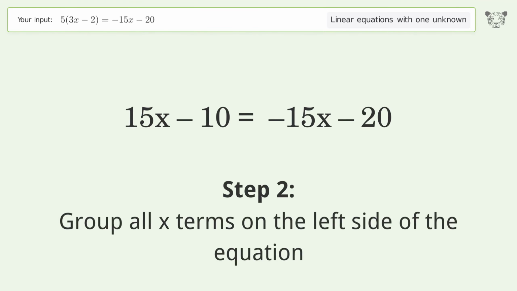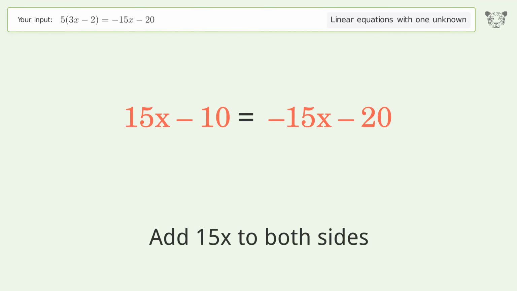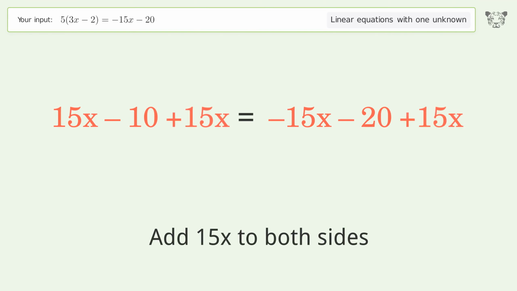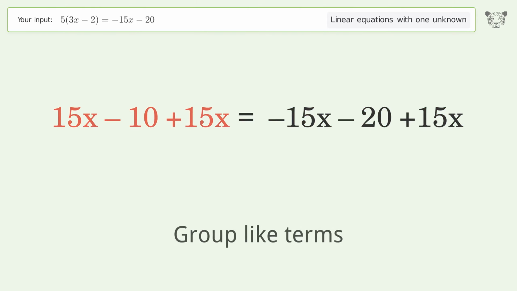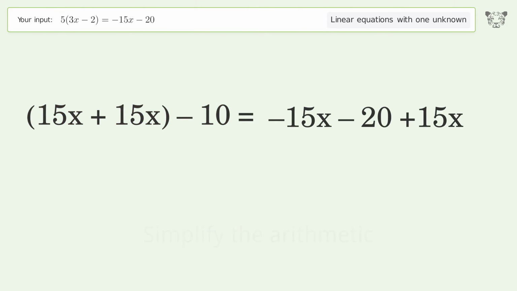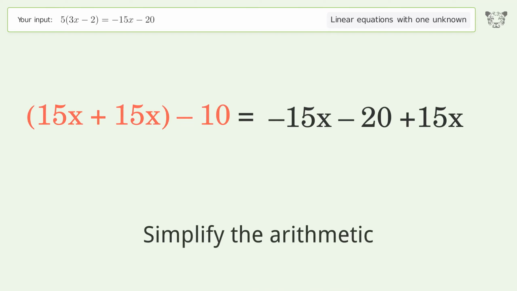Group all x terms on the left side of the equation. Add 15x to both sides. Group like terms. Simplify the arithmetic.